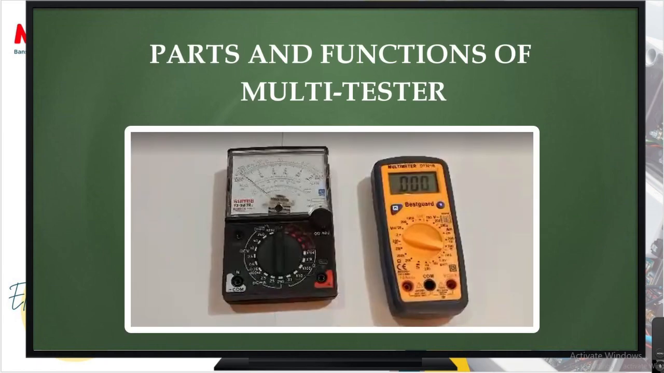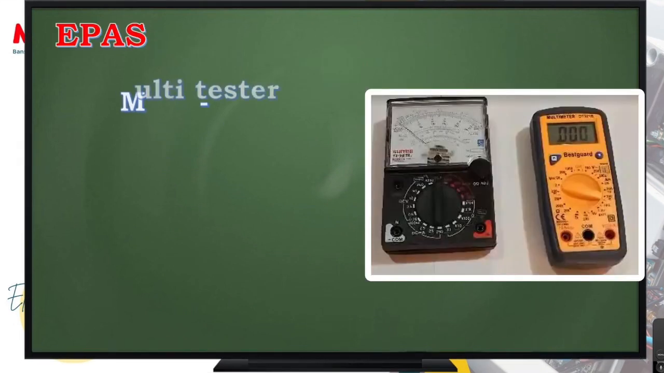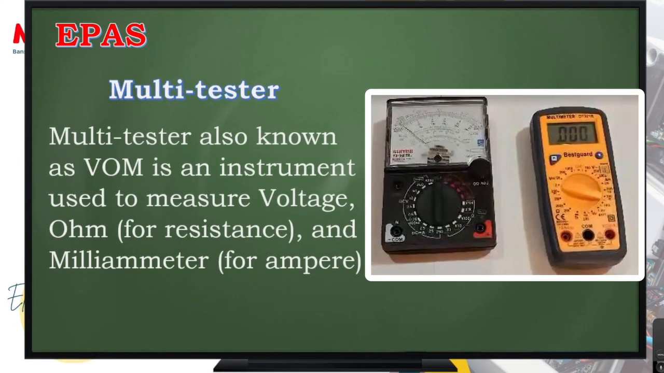Our topic for today is all about parts and functions of multitester. Do you have an idea of what a multitester is? Multitester, also known as VOM, is an instrument used to measure voltage, ohm for resistance, and milliammeter for ampere.